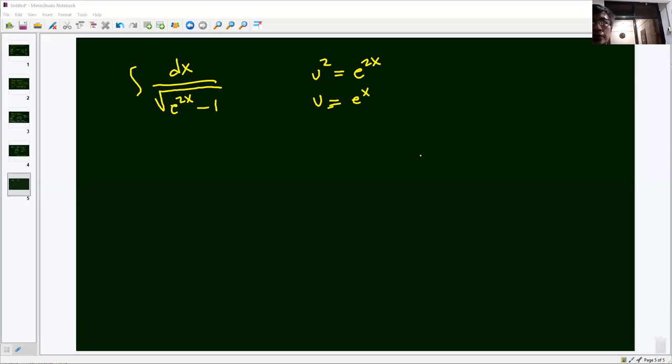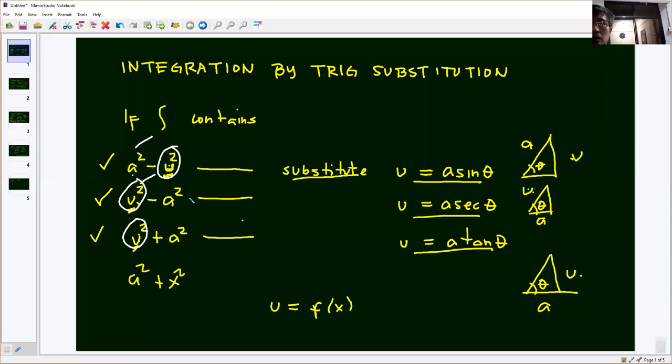A squared minus u squared tayo dyan, no? So, u squared minus a squared. So, a sec. Tayo, a sec.